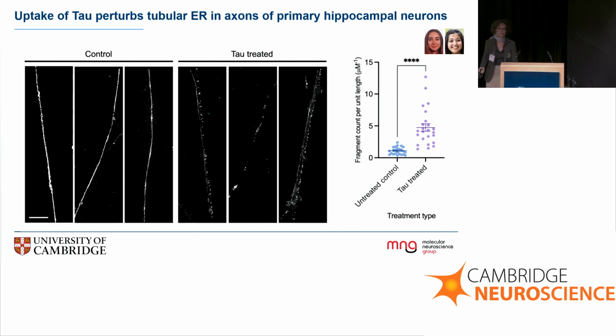Obviously, is this important for neurons? And I was saying it's particularly important for axons, because axons only consist of tubular ER. So we did this study here in control cells. You can see beautiful continuous tubular ER in the axons, which is significantly disrupted after tau treatment. You can see the quantification of it on the right-hand side, really indicating that there might be a problem here.